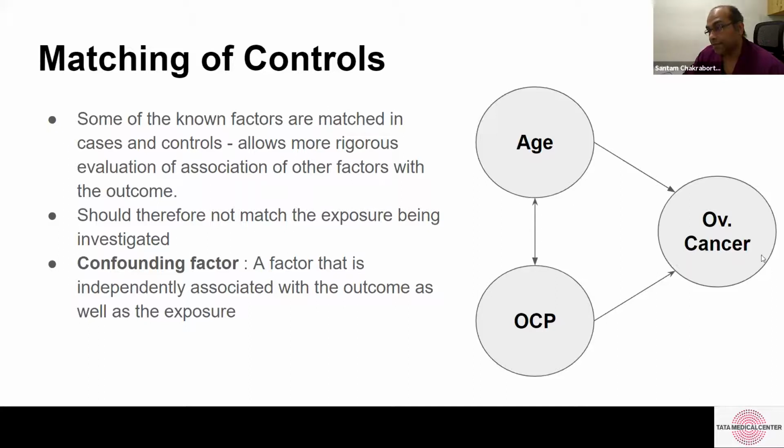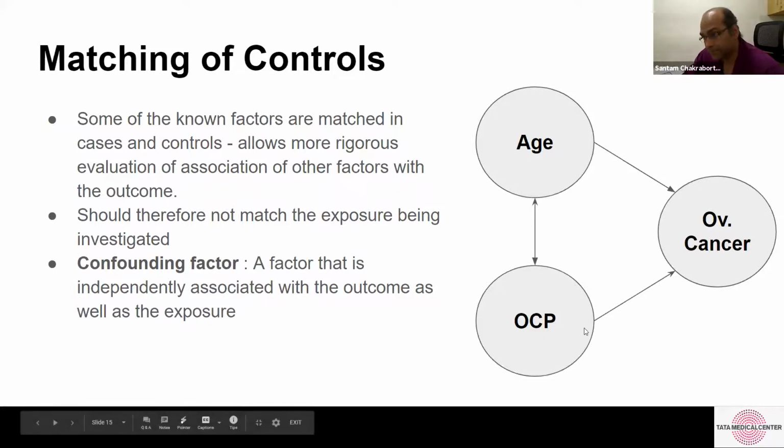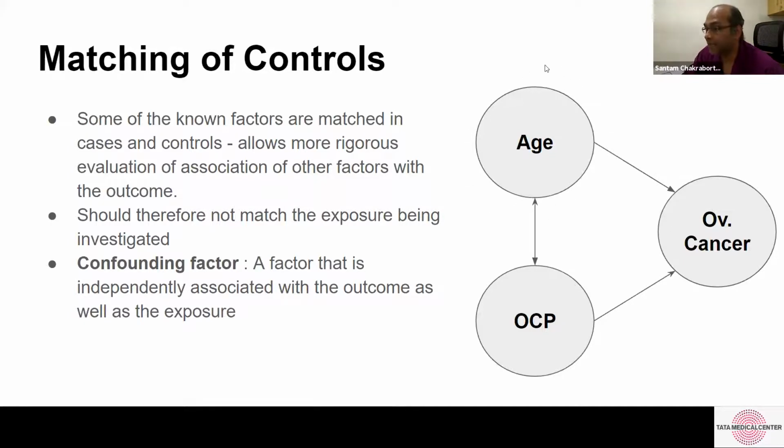Our cases are patients who have ovarian cancer, and we want to determine the association with oral contraceptive pills. One of the confounding variables that is actually very important is age. Age itself increases the risk of ovarian cancer. The older you are, the higher your risk of developing ovarian cancer. And age also is associated with use of oral contraceptive pills. So in this case, age becomes a confounding factor.